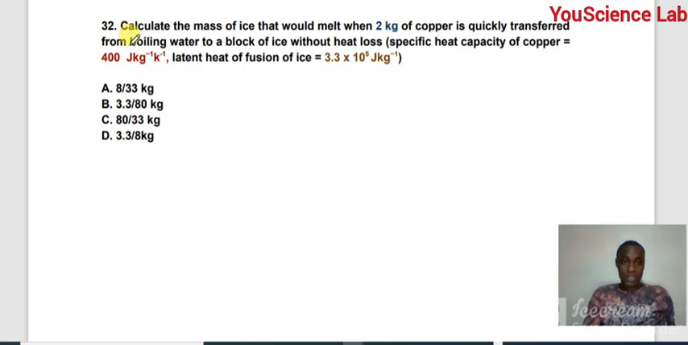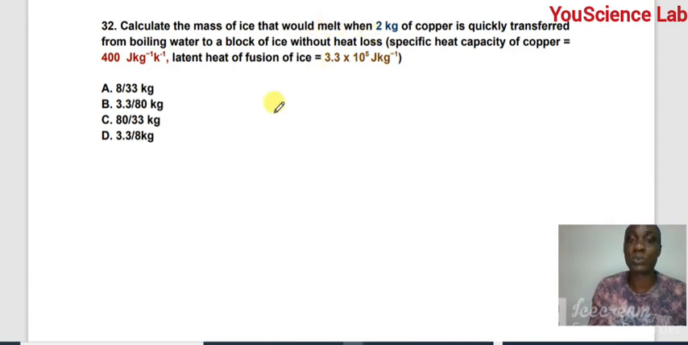Okay, question 32. Calculate the mass of ice that would melt when 2 kg of copper is quickly transferred from boiling water to a block of ice without heat loss. Specific heat capacity of copper is 400 joules per kilogram per Kelvin. Specific latent heat of fusion of ice is 3.3 times 10⁵ joules per kilogram. So we have to calculate the mass of ice that will melt.